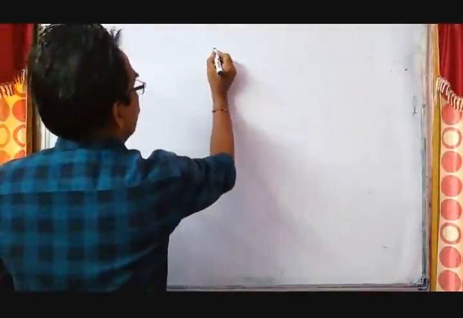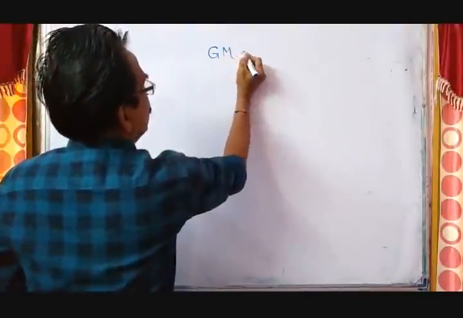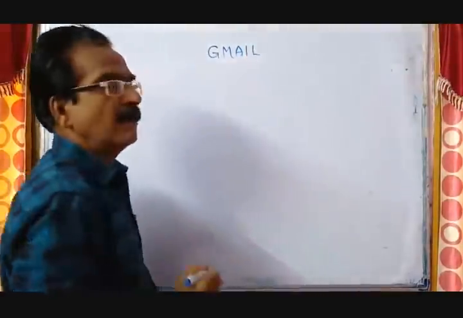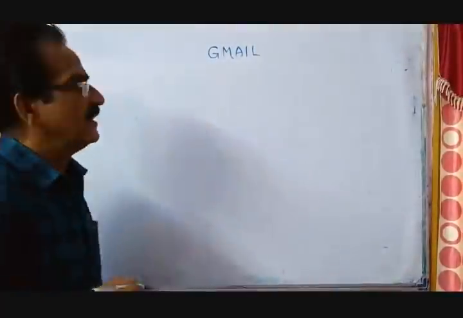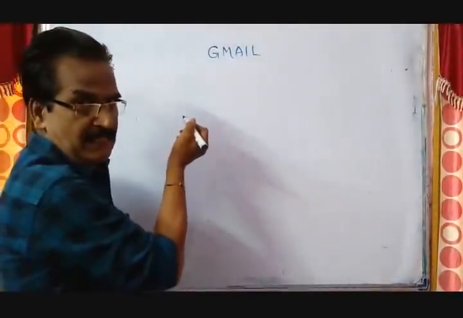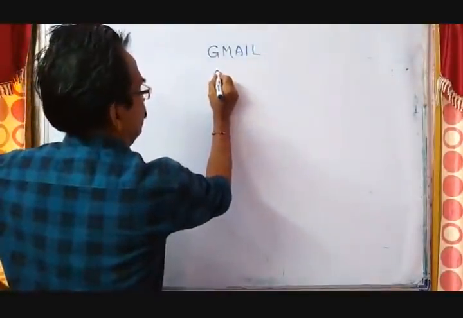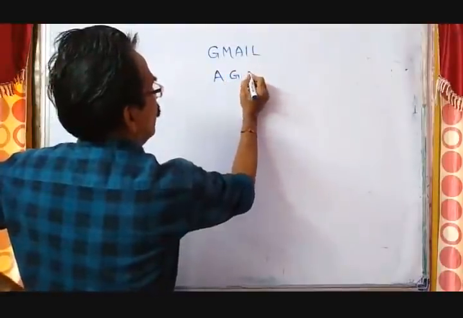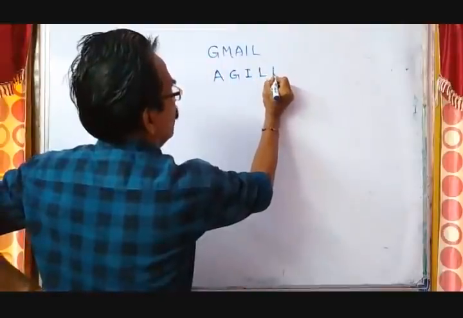Let us find the rank of the word Gmail. All the 5 letters are different letters. So first we have to arrange these letters in alphabetical order. A comes first, followed by G, followed by I, followed by L, followed by M.